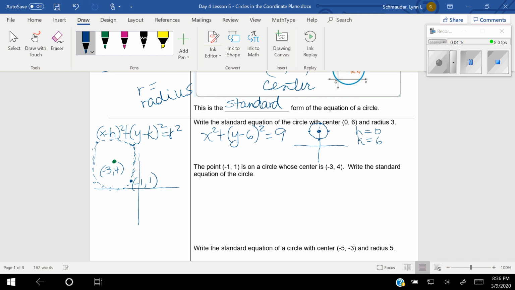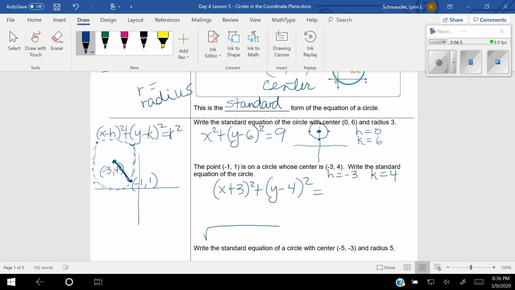Write the standard equation. Okay, well, h is negative 3, k is 4. So x minus h is going to be x minus negative 3, so that's going to be x plus 3 squared. And k is 4, so y minus 4 squared. But I don't know what r is. How can I figure out what the radius is? Hey, how about the distance formula, right? There's the radius right there. So how about the distance formula?